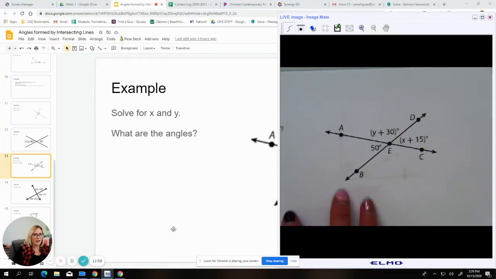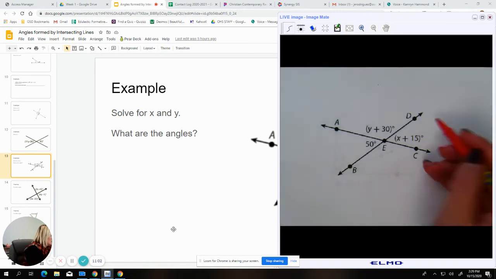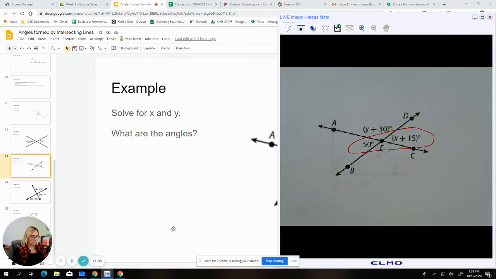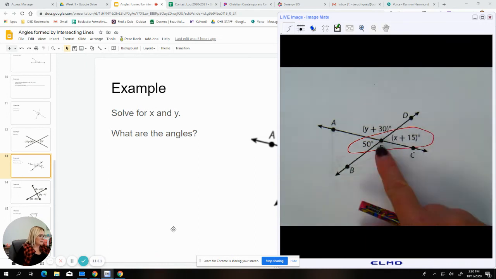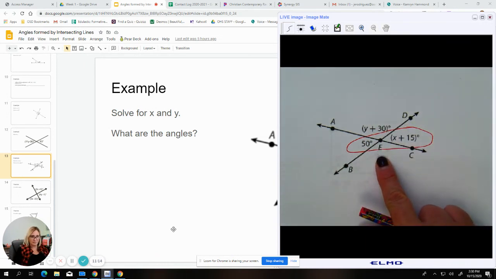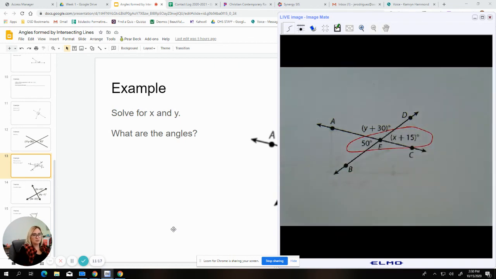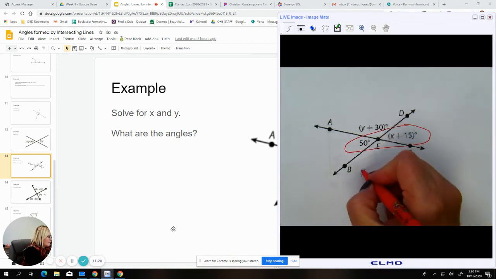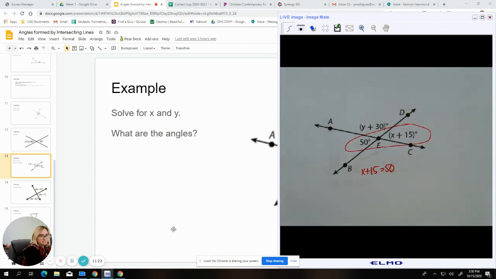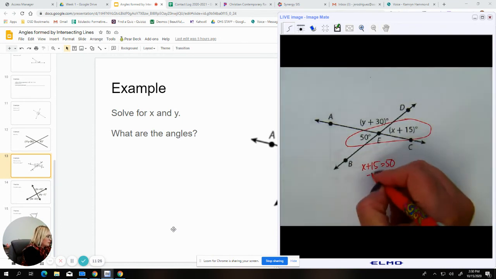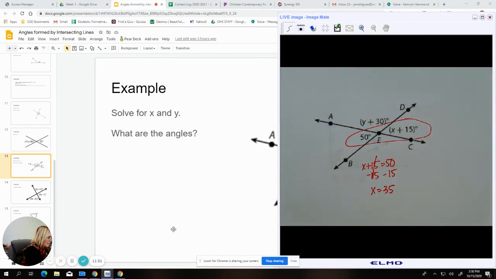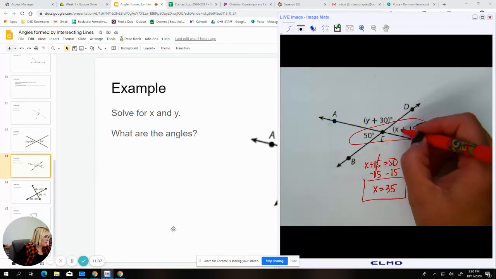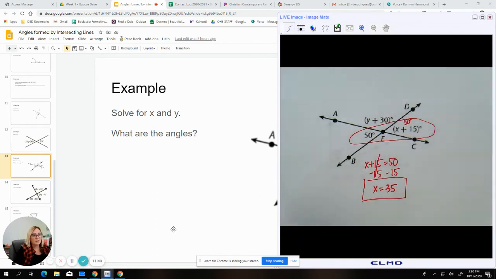Okay, so when I look at this, I recognize that these two angles right here are vertical angles, which makes them be equal. That is where I have to start. I can't start here because there's no information for me on this side, but there is information for me here. So I have to start by saying that x plus 15 is equal to 50. And so then when I solve this, I subtract 15, I get x is equal to 35.